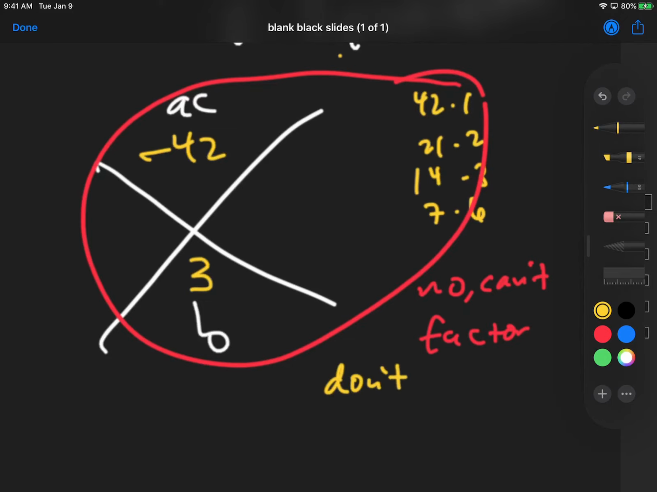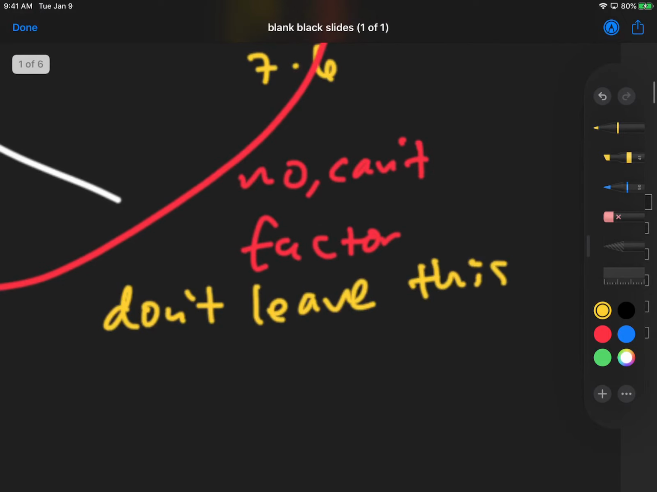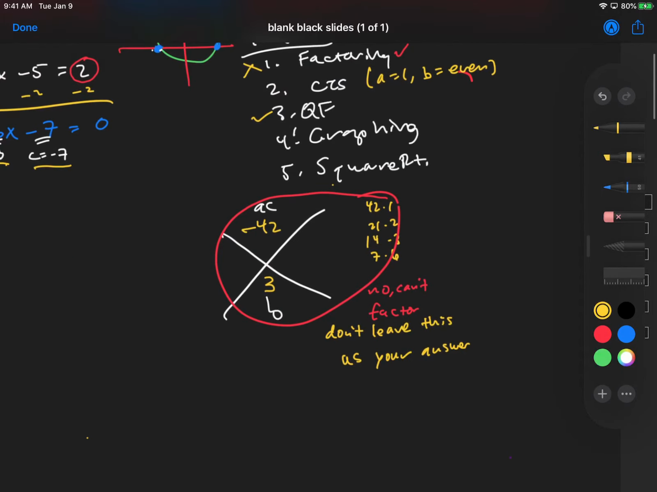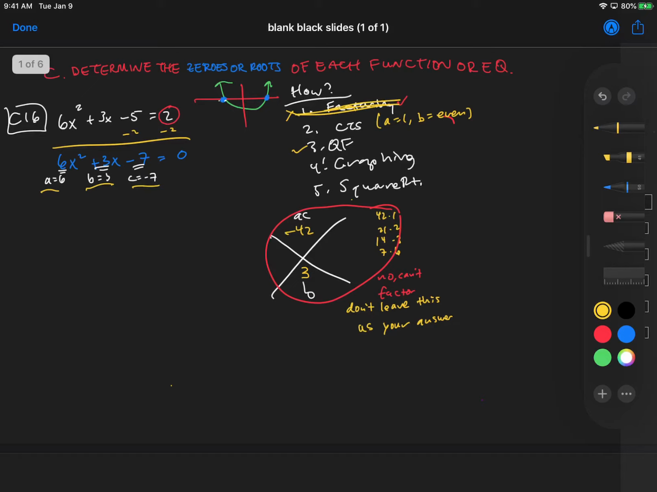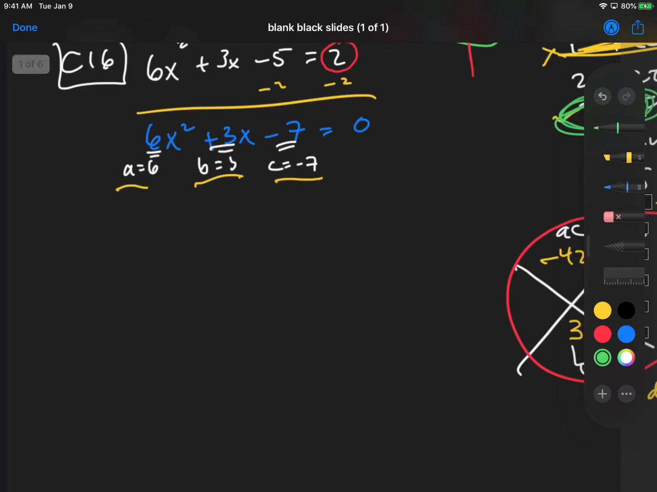Don't leave this as your answer. Why do I say that? Because some students think, okay, I can't factor it, I'm done. No, that just means that you cannot use factoring on the list. You're going to have to do one of these other methods. But I would recommend using the quadratic formula because it always works. Completing the square here, A is not equal to 1. So let's write out the quadratic formula.